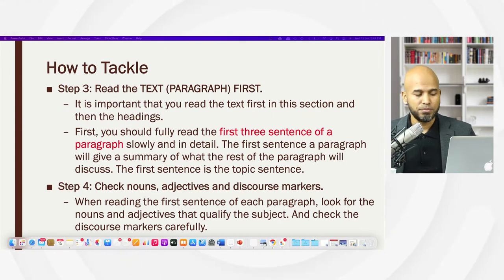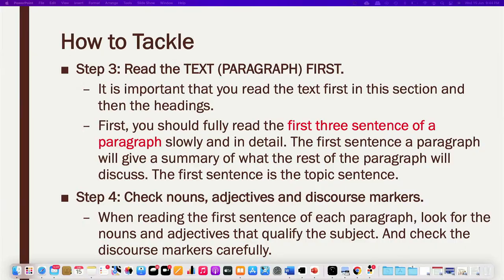And in detail, the first sentence of a paragraph will give a summary of what the rest of the paragraph will discuss. Yes, of course, but sometimes the first sentence may not give you all the detail. So the first sentence is the topic sentence. Yes, of course.